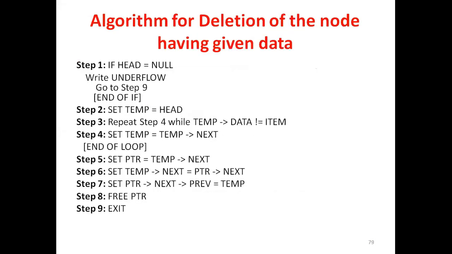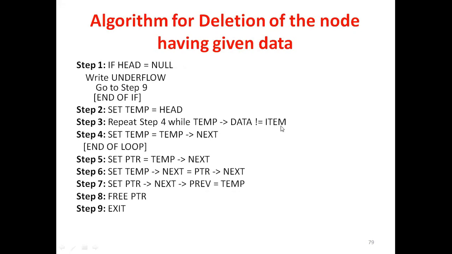So how to do that? This is the algorithm for deletion of the node having given data. First of all, check whether the list is empty or not. If it is empty, you just print the message underflow. Otherwise, you have to traverse the list till you get the specified value node. Just use a temporary pointer: set temp equals head, and then repeat step 4, where temp is pointing to the next node. Repeat step 4 while temp arrow data not equals item.